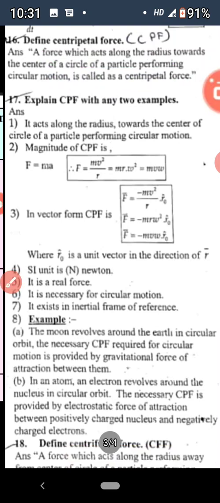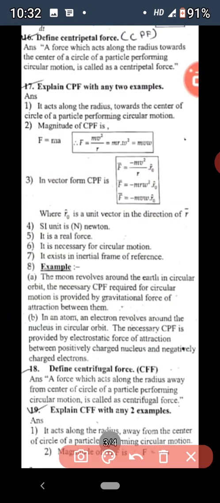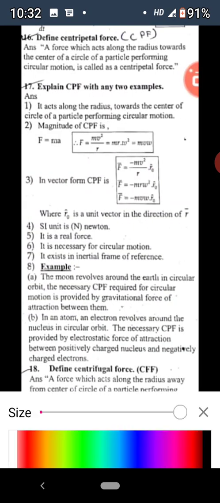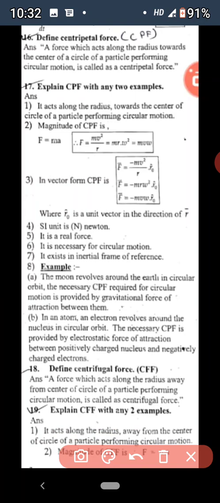The examples of centripetal force are the moon, which revolves around the earth in a circular orbit. The necessary centripetal force required for circular motion is given by the gravitational force of attraction. The second example is in an atom, where the electron revolves around the nucleus in a circular orbit.